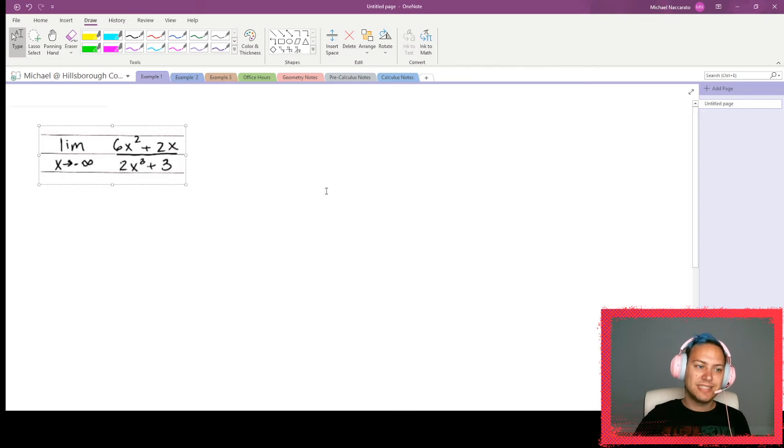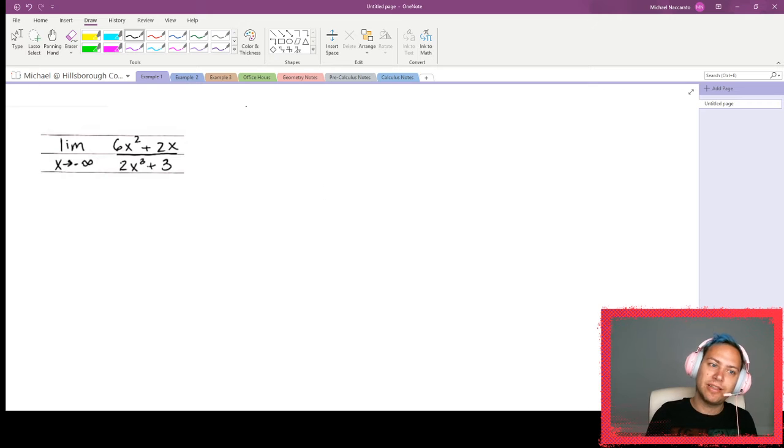Example 1 says this: find the limit of, as x is approaching negative infinity, of the rational function 6x squared plus 2x over 2x cubed plus 3x. Now this looks a little bit different than that other one, right? It was really simple because it was just 1 over x. We're going to manipulate this equation a little bit to make it look nice and pretty like the other one. What we're going to do is take the numerator and the denominator and put some space underneath them.